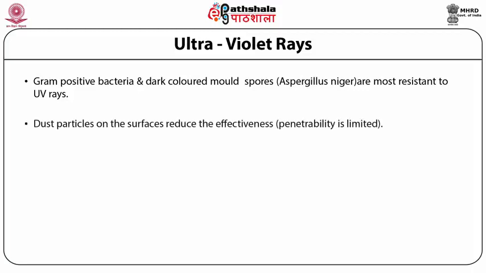Dust particles present on the surface reduce the effectiveness of UV radiation for sterilization of aseptic packaging materials. The penetration ability of UV rays is very limited. UV rays are produced by mercury discharge tubes fitted with a quartz window for transmission of UV rays with minimum absorption. These units are relatively inexpensive.